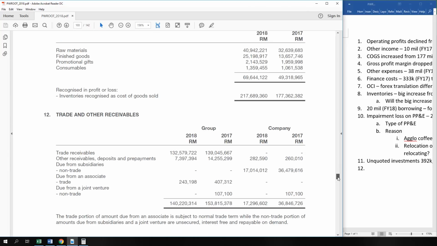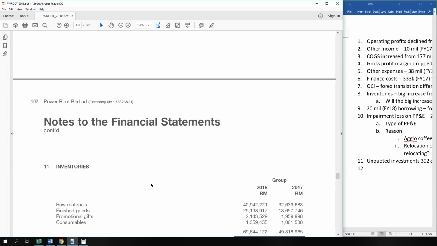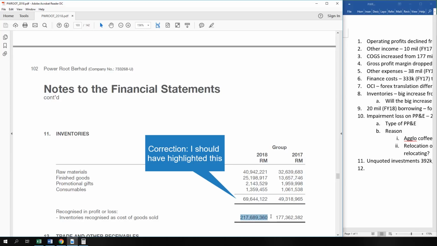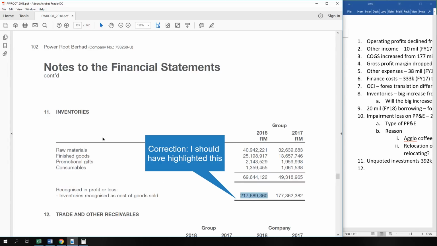We go back to inventories. Yeah, this just confirms our finding. As I said before, we want to be assured that Power Root can turn these inventories into big sales in FY19. But of course, in this footnote, you can't find the answer. Later, we have to read MD&A. If we can't find answer there, we have to ask the senior management during AGM.